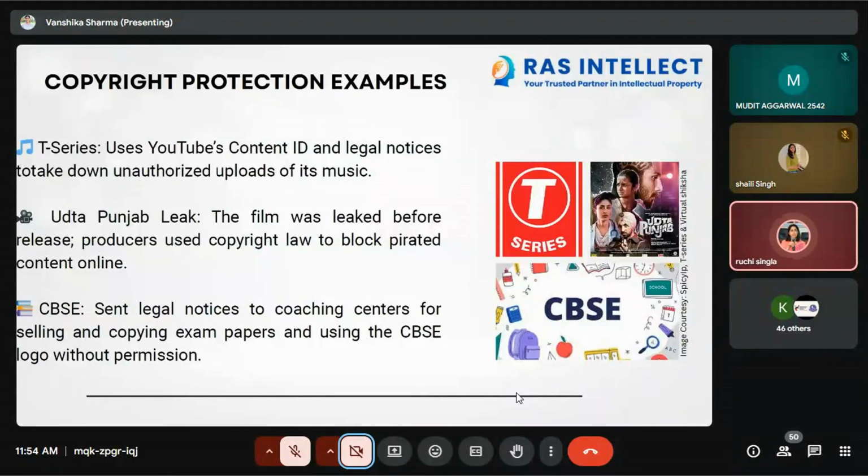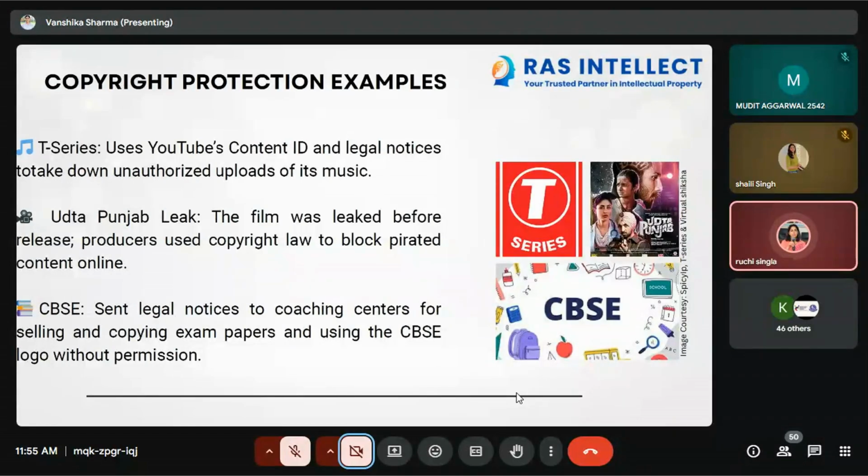T-Series uses YouTube Content ID and legal notices to take down unauthorized uploads of its music. So you might have seen even in the Instagram, you have the Instagram library where you can use the songs. T-Series has just added the songs to the Instagram library, which you can use. Otherwise, the unauthorized use of the music is prohibited. Udta Punjab leak, the film was leaked before release. Producers used copyright law to block the pirated content online. So this is how the copyright protection is used.